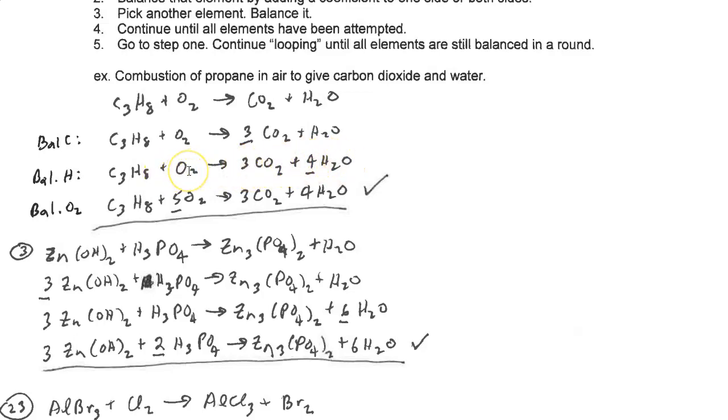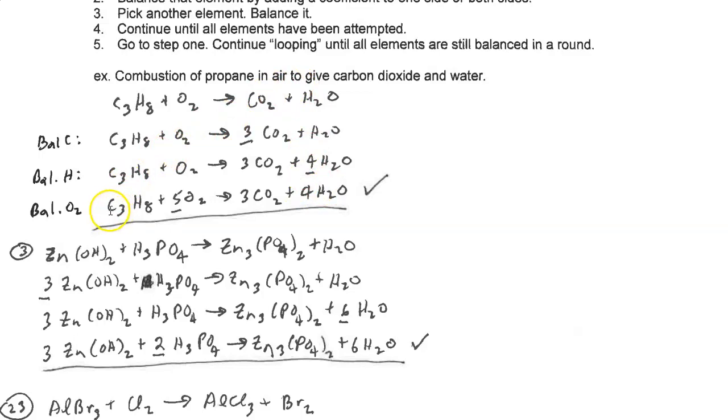2 over here. How can I fix that? Well, I can put a 5 in front of the O2. 5 O2s gives me a total of 10 oxygens over here and 10 oxygens over here. All right, so we've gone through every element. Are we done? Maybe. What do we do next? Well, you're going to loop all the way back up to the first element again. You're going to check it.